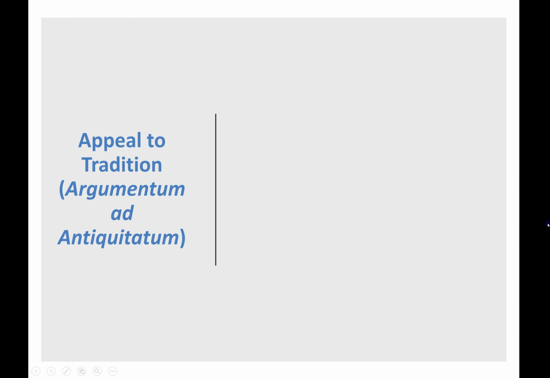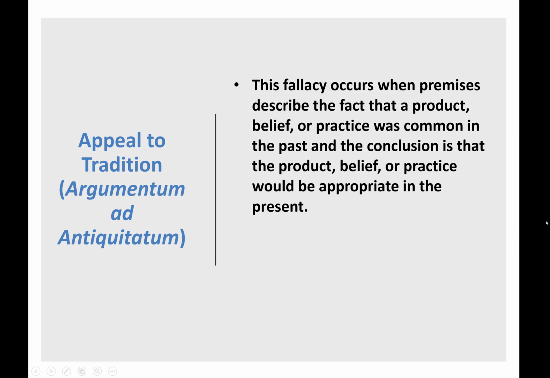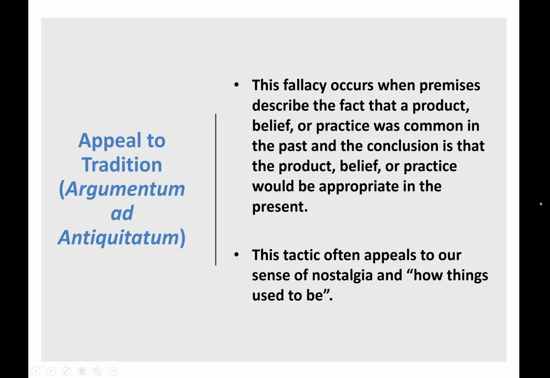Okay, appeal to tradition. This fallacy occurs when premises describe the fact that a product, belief, or practice was common in the past, and the conclusion is that the product, belief, or practice would be appropriate in the present. Right? So this tactic often appeals to our sense of nostalgia and how things used to be, which really hits us where we live sometimes.